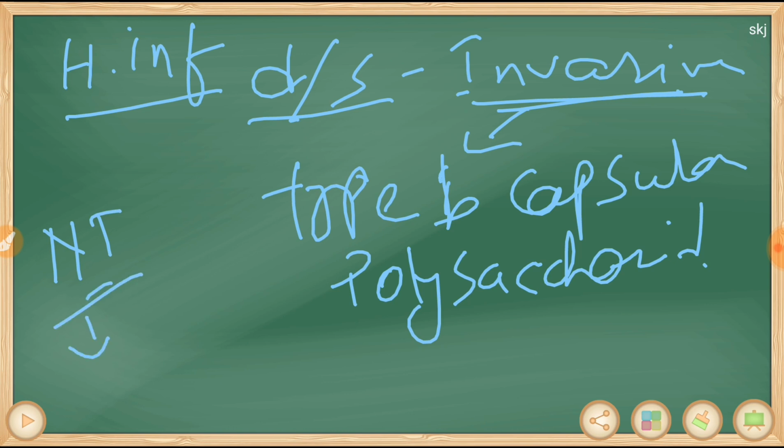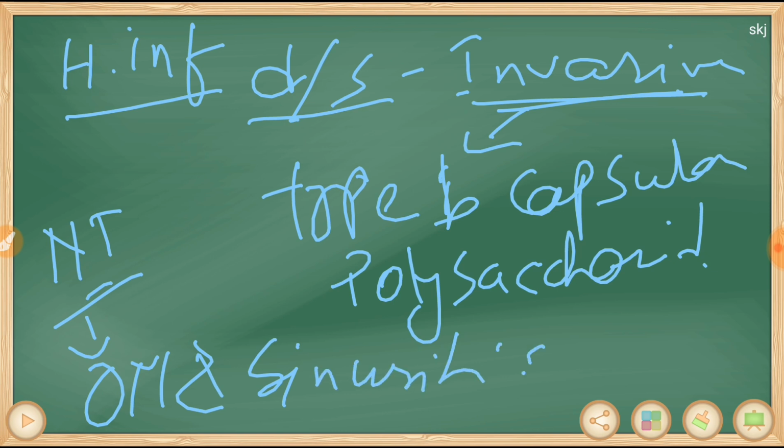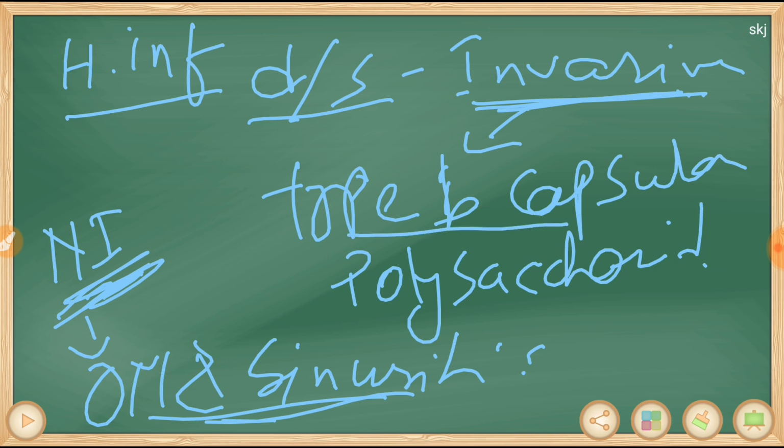Non-invasive disease is caused by non-typeable, non-capsulated organisms, causing otitis media and sinusitis. It is a common question repeated in AIIMS 14. Invasive disease is caused by type B, which has a capsular polysaccharide with a unique chemical structure containing the pentose sugar ribose and ribitol instead of hexose and hexosamines. So type B is a special type of capsular polysaccharide, and the most common disease it causes is meningitis.